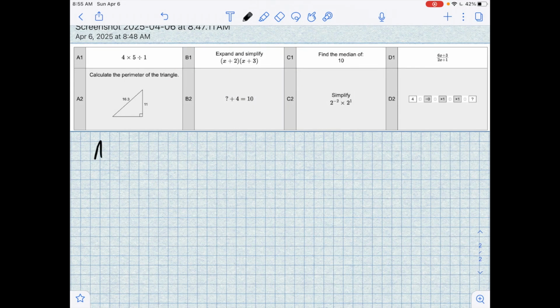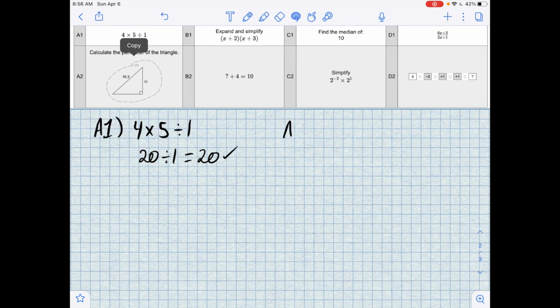All right, guys, let's start with A1. So this is 4 times 5 divided by 1. I'm pretty sure I got this one. So BEDMAS, multiplication and division are the same, so we're just going to go left to right. So 4 times 5 is 20, divided by 1 equals 20. Hopefully I got that one right.